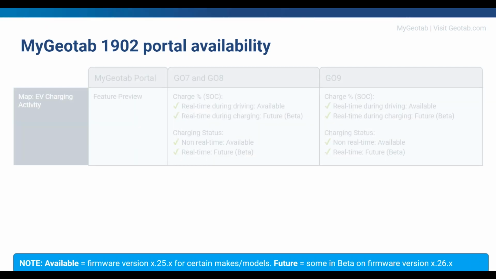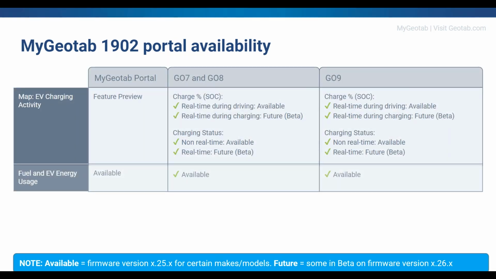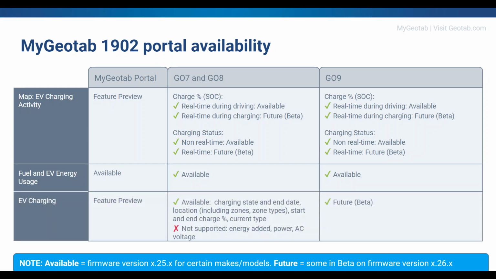One thing about that first condition is the differences between Go 7, 8, and 9. I want to call out there are no major differences here. We're basically saying what's available. The one exception is that very last row at the bottom: if you're on Go 7 or 8, you will see your EV charging history, but unfortunately you will not see the energy added from charging, the max power value I talked about, or your AC voltage. In some circumstances, that may or may not be important for you, but that is fully available on Go 9.